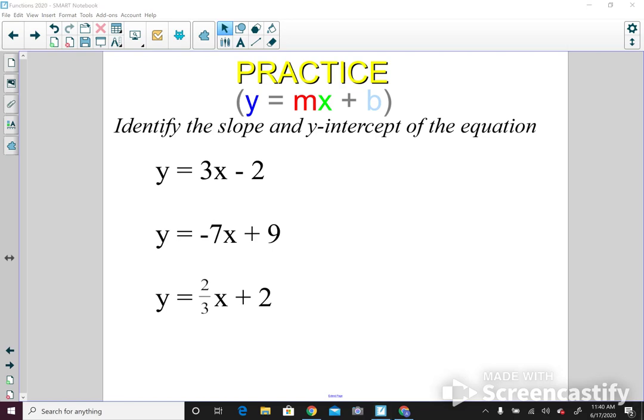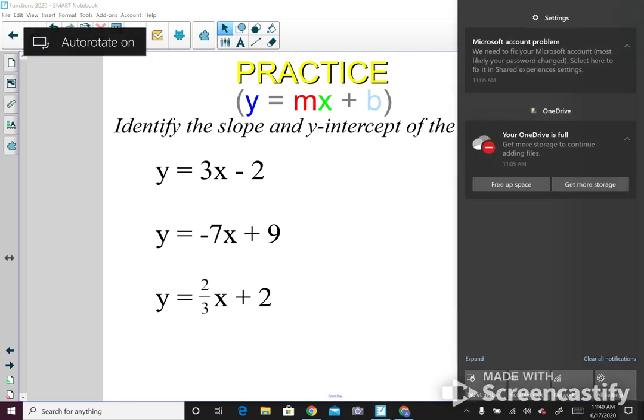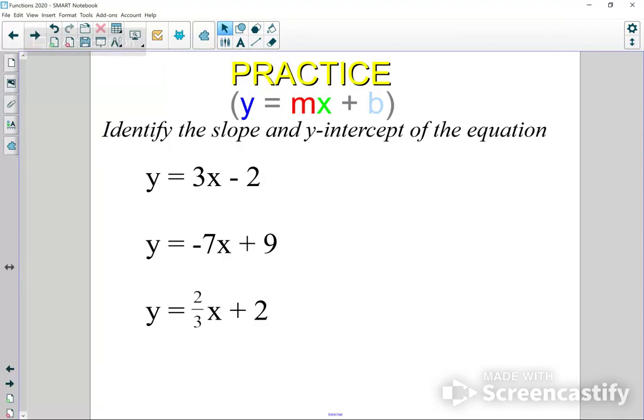All right, congratulations. We're on our last new skill of the summer. Today we're going to focus on how we write the equations of lines. In order to do that, we need to quickly review y equals mx plus b.